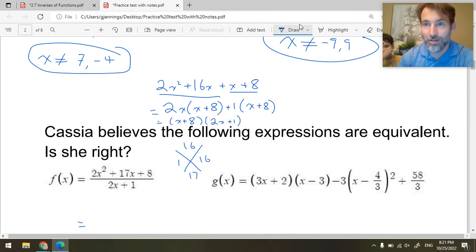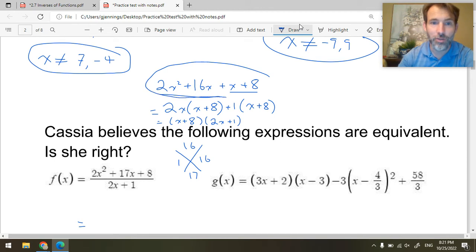Okay, so those two are there. So now let's write that in place of 2x squared plus 17x plus 8. Notice that was equal to 2x squared plus 17x plus 8, and then it factored into that.